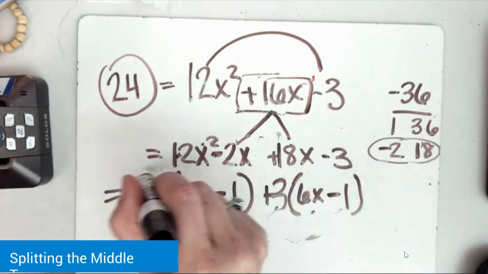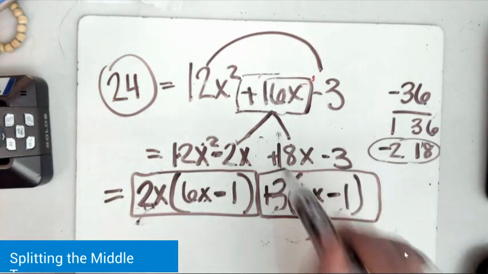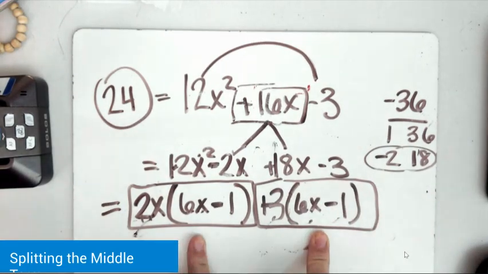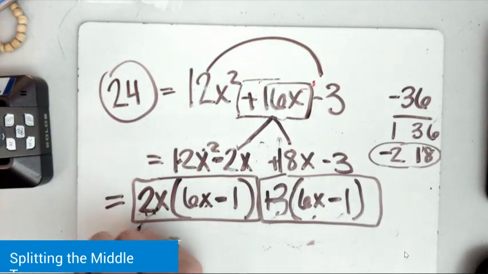You need to look at this like we have two terms, which we do. Term number 1, term number 2. Each term has a quantity in it. That's okay. Within each term, what is in common? The quantity, right? The 6x minus 1.